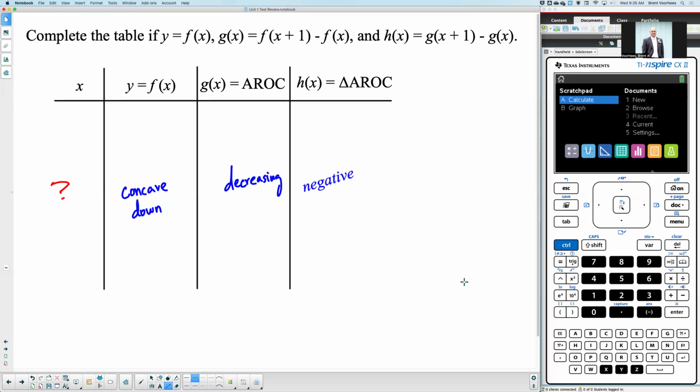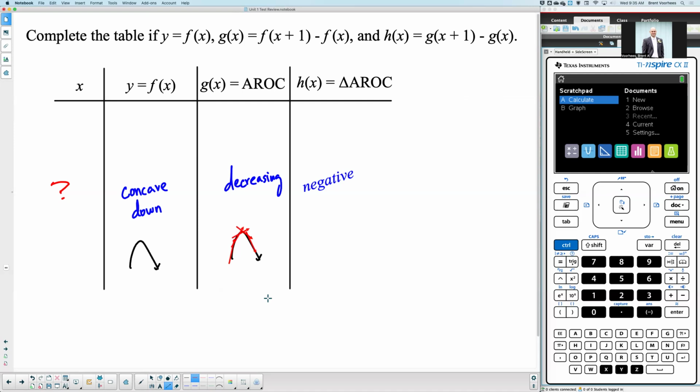Now that we put this together, what would concave down look like? It means the graph is doing something like this. Okay, so what does it mean if the AROC is decreasing? Would I actually be looking at the original graph? No, you would be looking at tangent lines on the original graph. What can you tell me about each one of the following tangent lines as I go from one tangent line to the next?